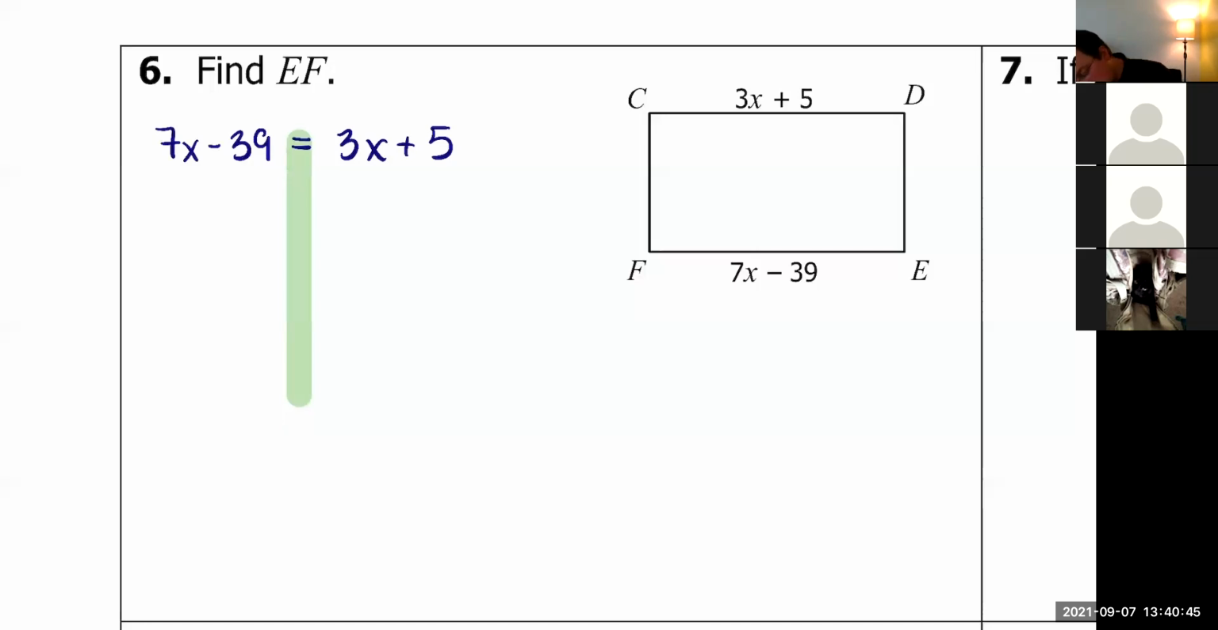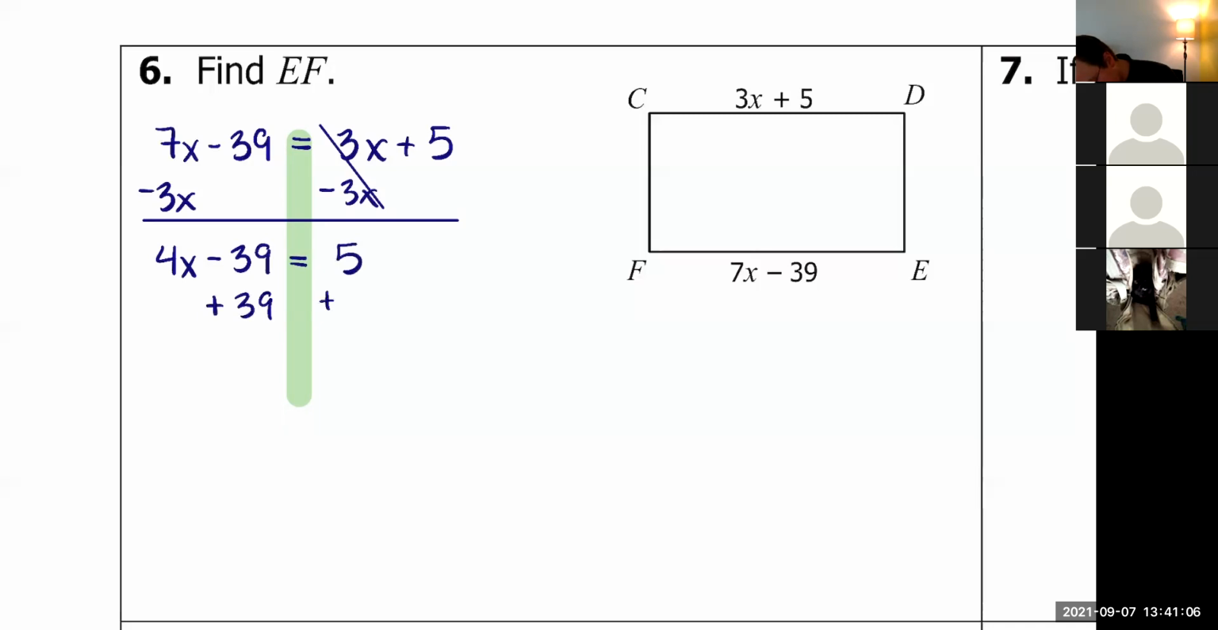Going through the process of solving here, I'm going to subtract 3x from both sides. So make 4x minus 39 equals 5. Add 39 to both sides. I get 4x equals 44. Divide both sides by 4. X equals 11.